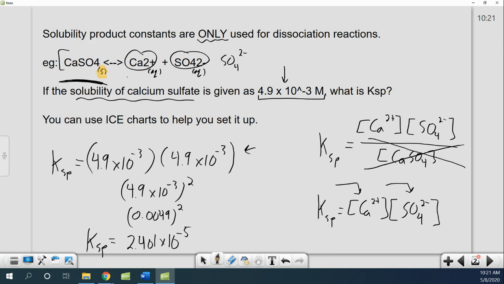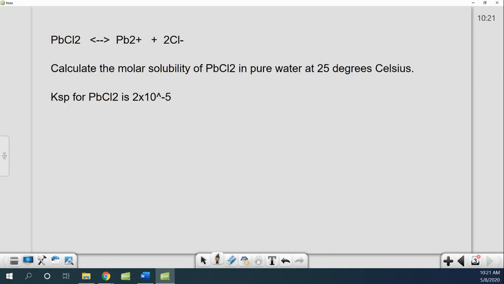All right, let's look at one where we actually do have to use an ice chart, just so you can see what it looks like. I got lead chloride breaking down into lead 2 plus and 2 Cl minus aqueous. All right.